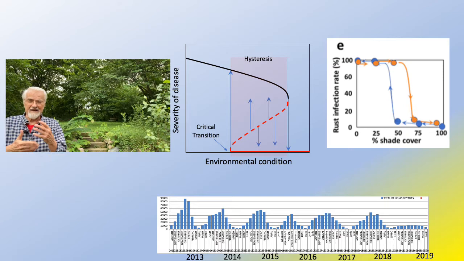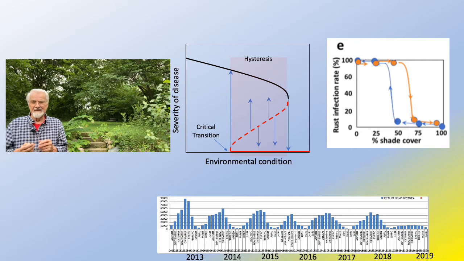Now, let me be clear about this particular case. There was no change in the shade cover. That was how the original model was working here. But the environmental transformation in this particular case seems to have been the planting of resistant varieties. Now, resistant varieties in plant pathology, let's recall what those actually represent. Resistant varieties are sort of like vaccinated individuals, right?